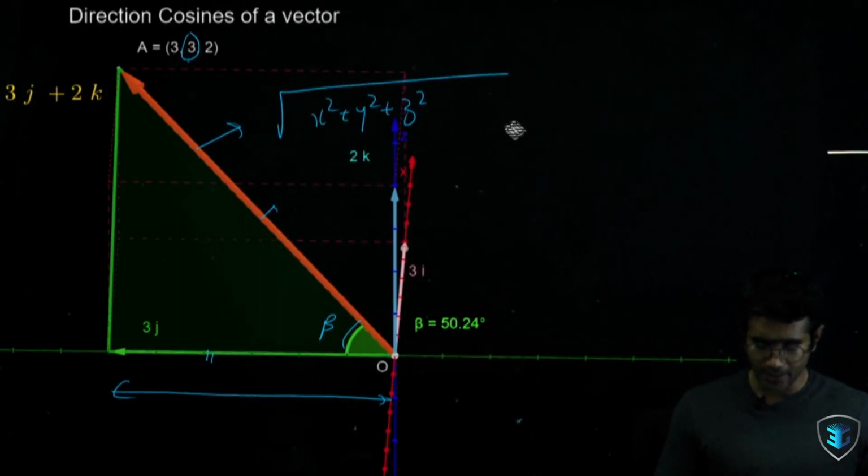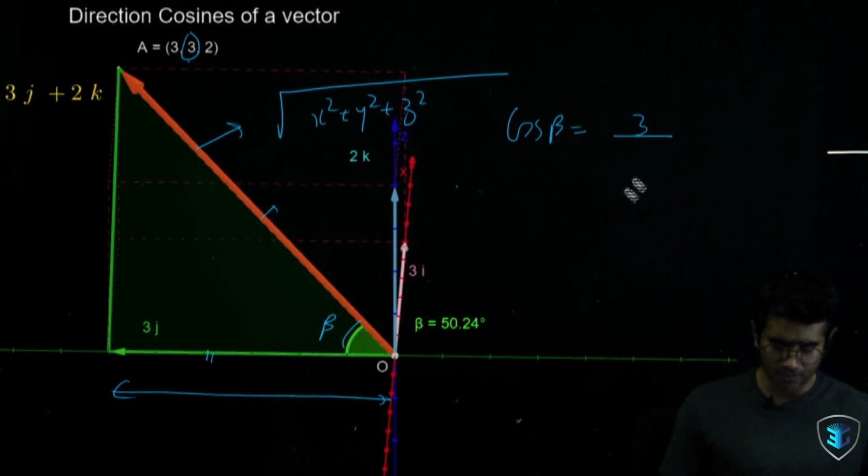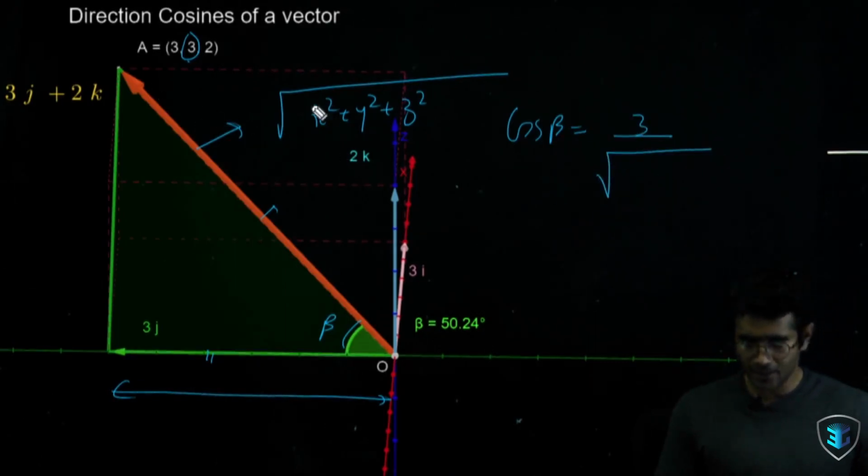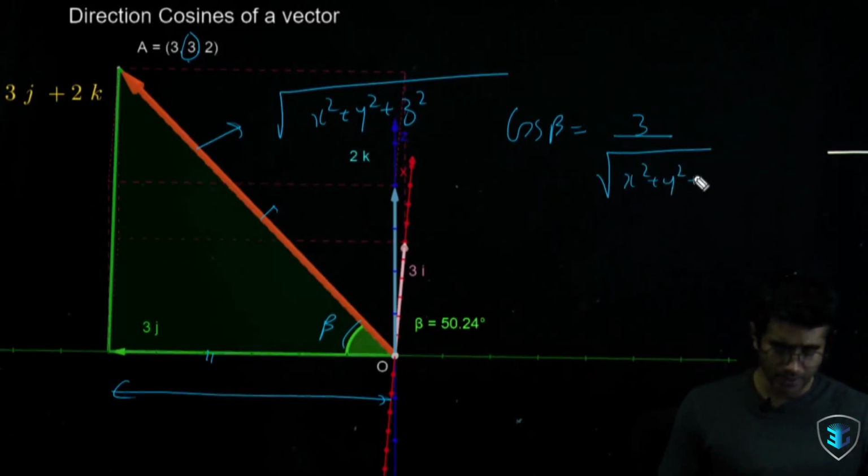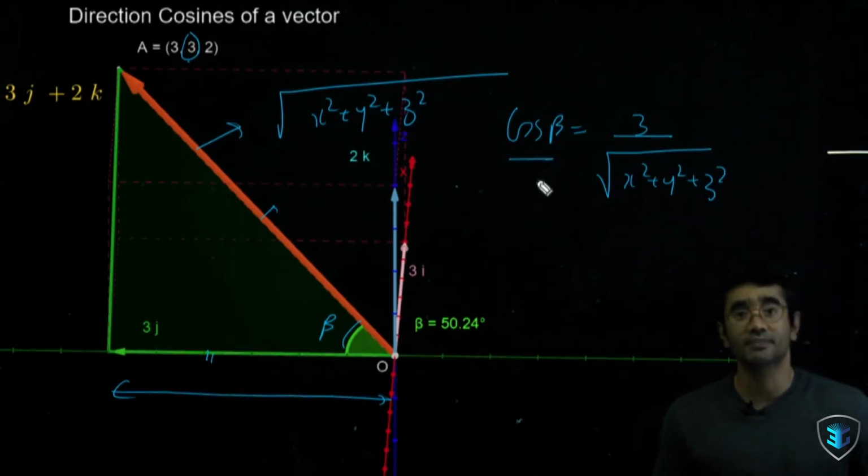Can I connect these three? Of course. Cos of beta is given by adjacent, in this case that is nothing but 3 divided by the root of, this length is given by the root of x squared plus y squared plus z squared. I can write x squared plus y squared plus z squared. So we got cos of beta also.